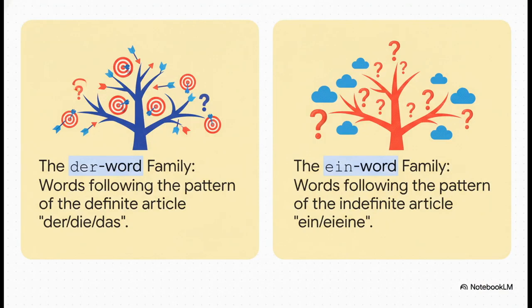Get this, almost all of these little words belong to one of just two families. You've got the der word family, and you've got the ein word family. That's it. And once you know which family a word belongs to, you automatically know how it's going to behave. This right here, this is the master key to the whole system.